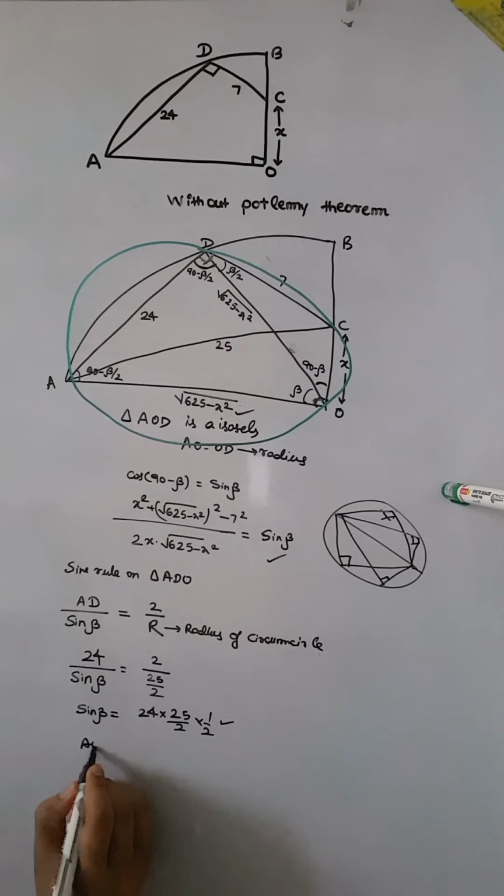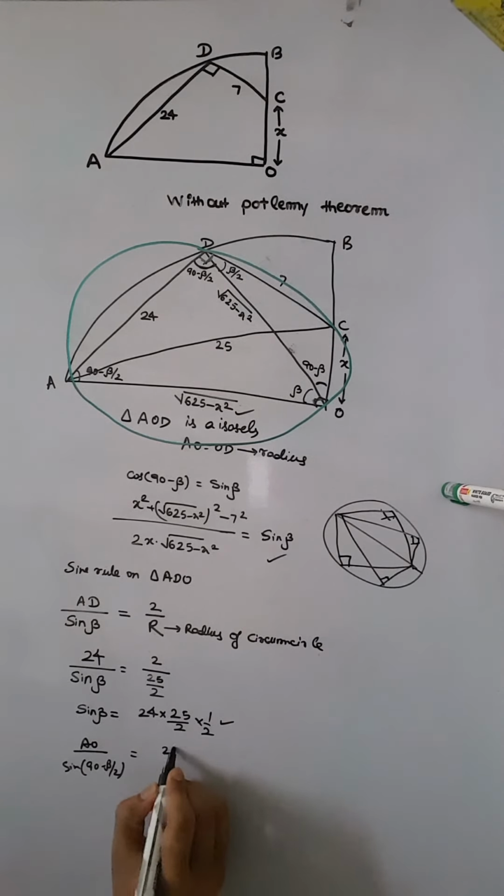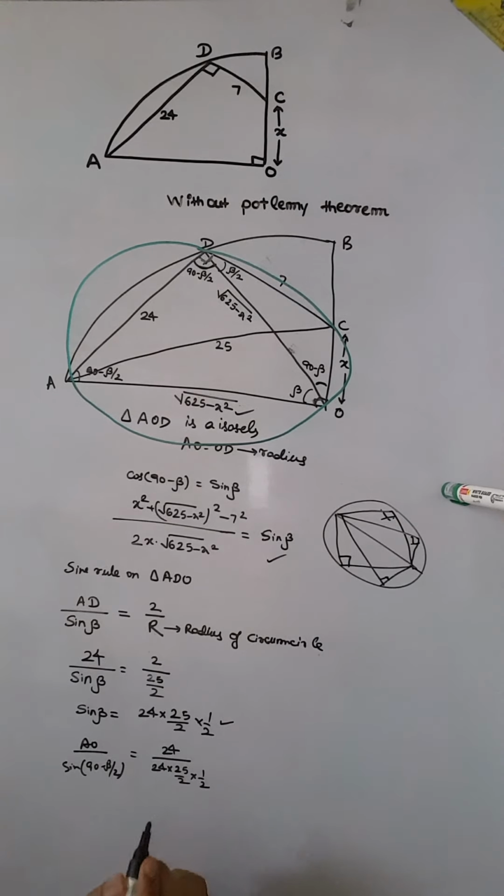So the value of AO divided by sine of 90 minus beta by 2 will be equal to AD divided by sine beta, which is 24 divided by sine of beta, which equals 24 into 25 by 2 into 1 by 2. We don't know the value of AO, but AO can be represented, after canceling, as 4 by 25 into sine of 90 minus beta by 2, which is cos of beta by 2, and cos of beta by 2 can be written as the square root of 1 plus cos beta by 2.